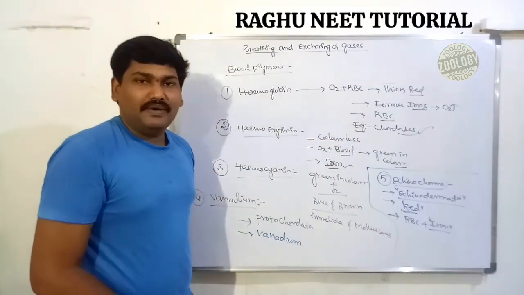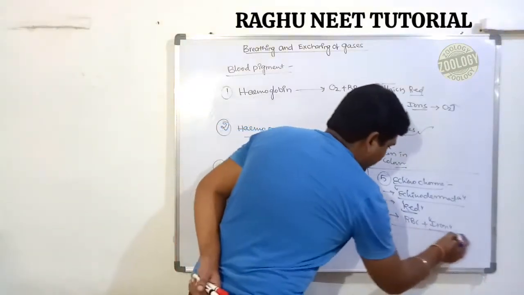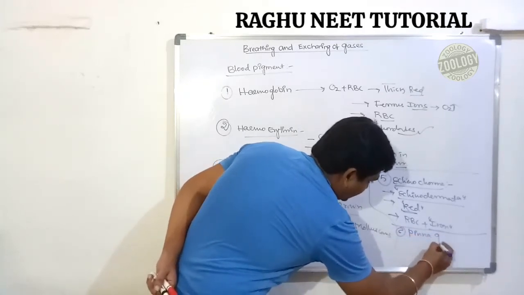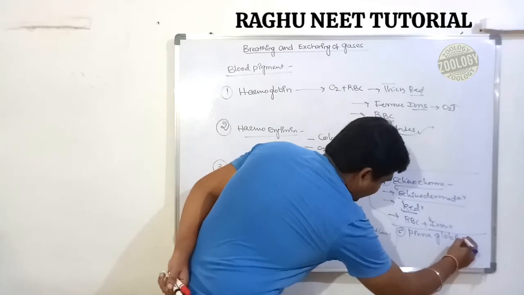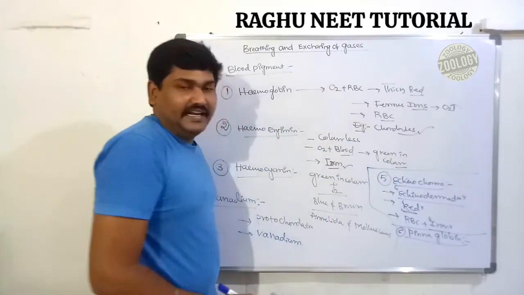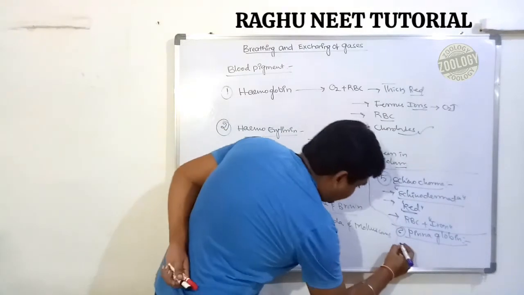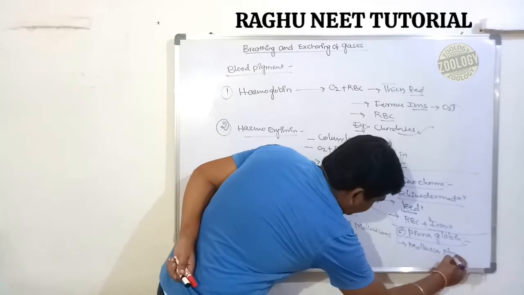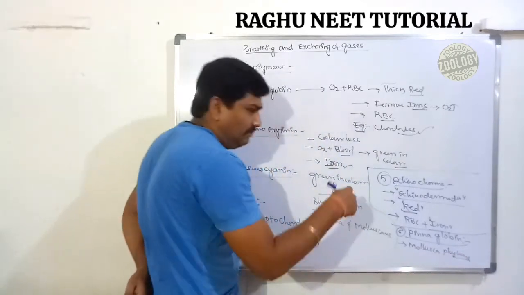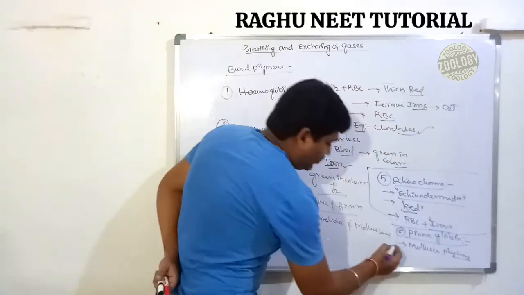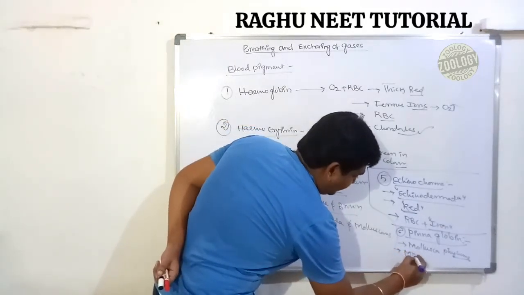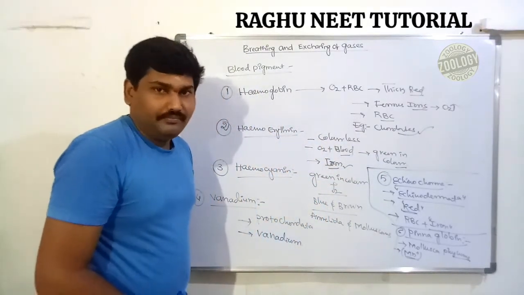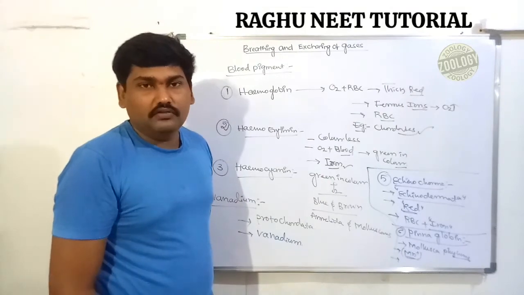The last one is pinnaglobin. Sixth one is pinnaglobin. The pinnaglobin is one of the blood pigments in Mollusca phylum, in some of the molluscans. The metal content is manganese. These give brown in color.